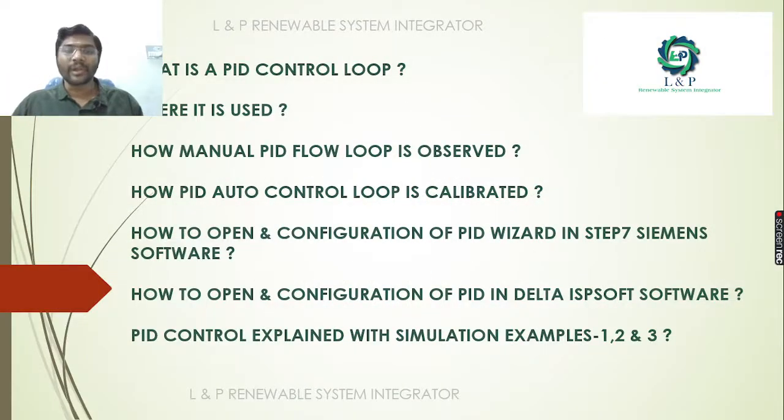So today, what are the things we are going to discuss? What is a PID control loop, where it is used, and how a manual PID loop is observed. How we can calibrate the auto control. Also today we are going to discuss how to configure a PID wizard in STEP 7 Siemens Micro software, and how to open and configure the PID in Delta ISP software. We are also going to explain with some simulation examples. We are going to discuss 3 examples with 3 different environmental settings today.